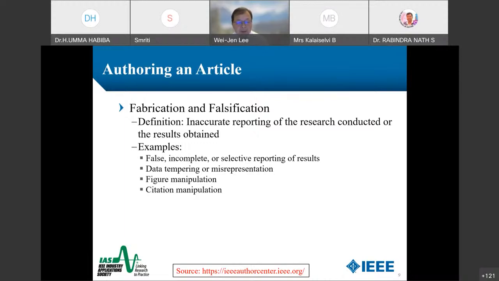And then the other one is data tampering or misrepresentation. When you present a figure, you manipulate the figure, or when you do the citation, it's citation manipulation.